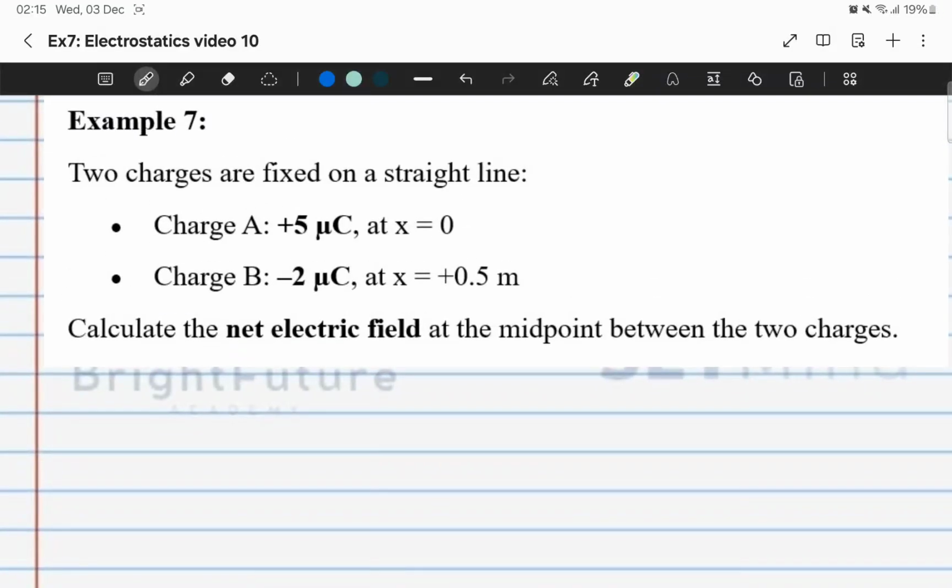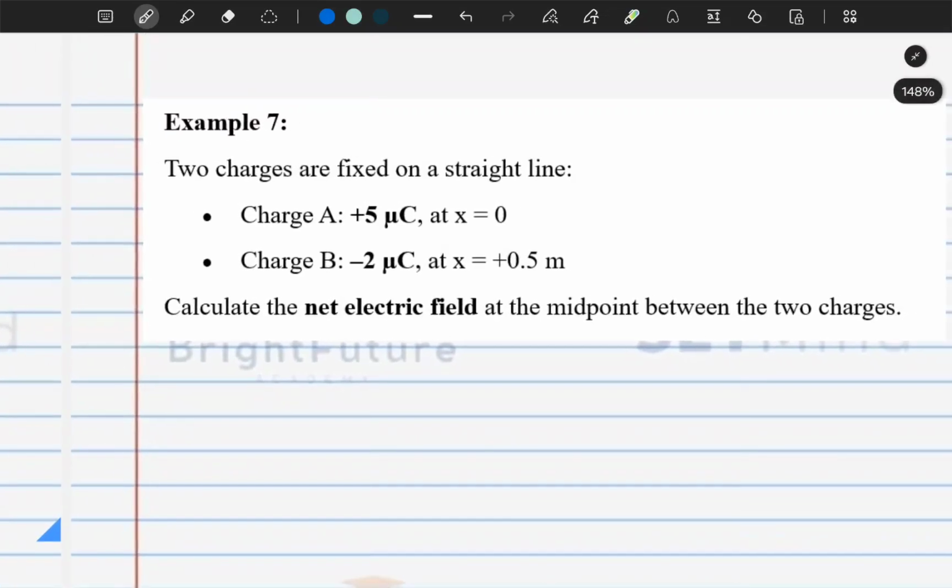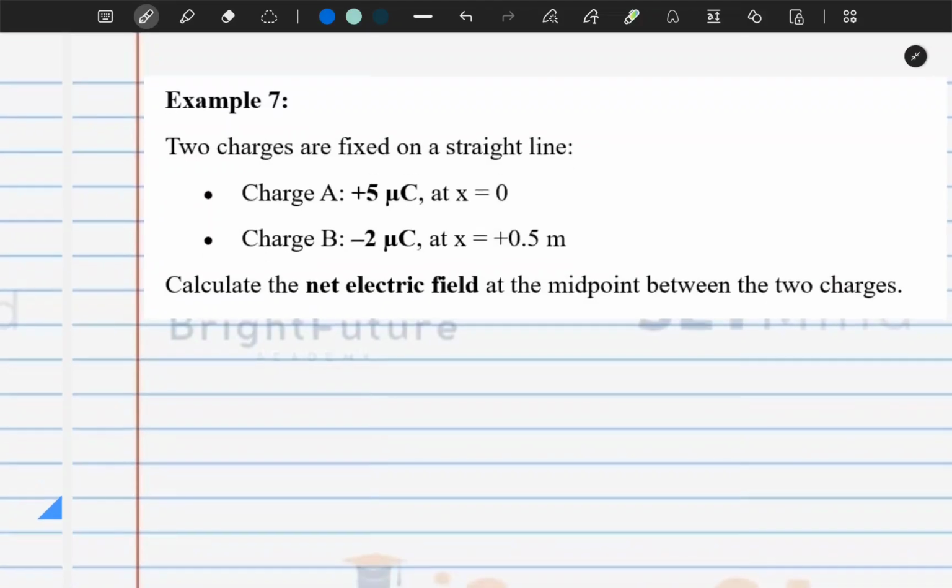Hello. So, welcome to another example again. In this particular example, it's on electric fields as well, right? What we're given here is two charges. They are fixed on a straight line. So, we have charge A and charge B, right?